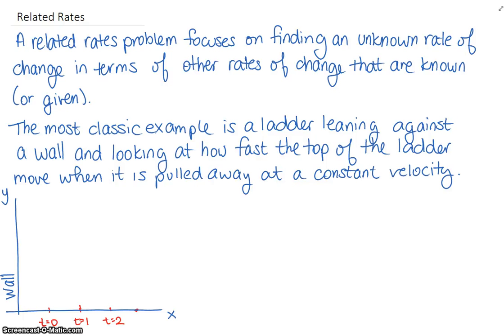So today we're going to be looking at related rate problems and finding basically an unknown rate of change. We will be given some rates of change in terms of the other variables that will be given, but it's ultimately looking at rate of change problems. The most classic example is when you have a ladder leaning against a wall and looking at how fast the top of the ladder changes in its vertical displacement when it's being pulled away at a constant velocity.